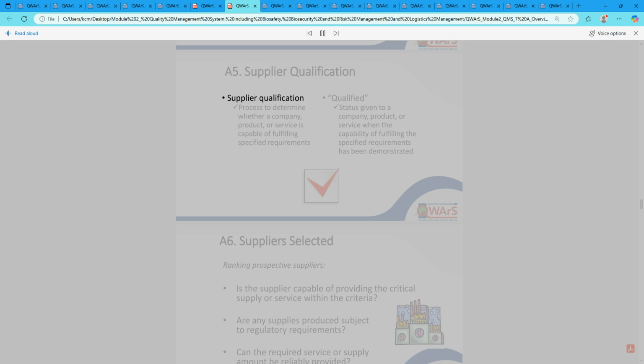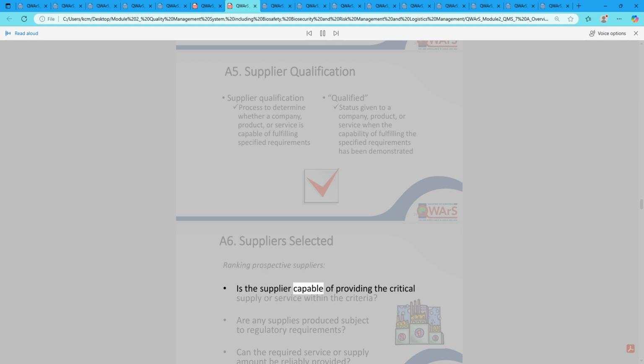Supplier qualification: the process to determine whether a company, product, or service is capable of fulfilling specified requirements. Qualified status: given to a company, product, or service when the capability of fulfilling the specified requirements has been demonstrated. 6. Suppliers selected. Ranking prospective suppliers.